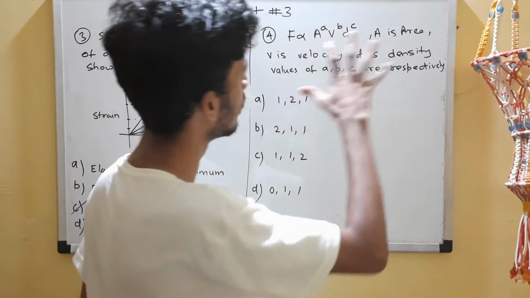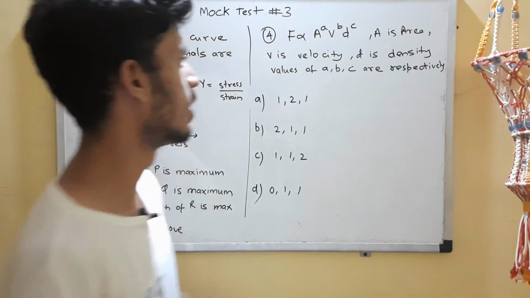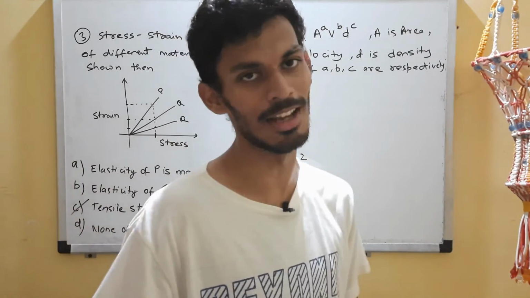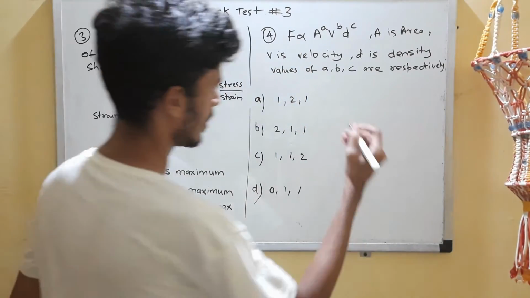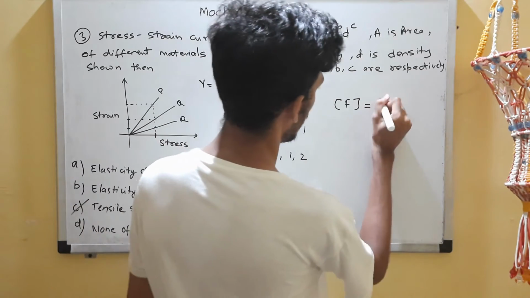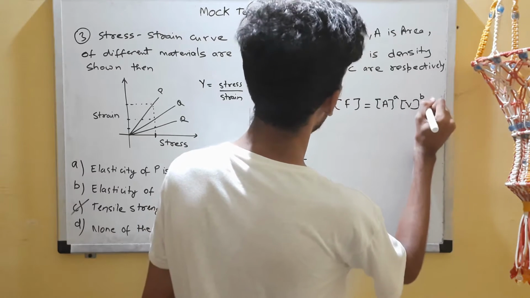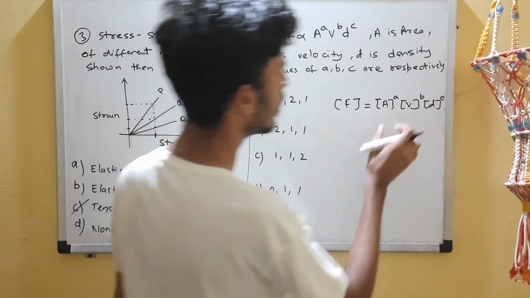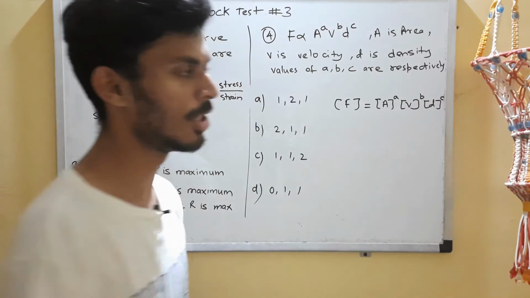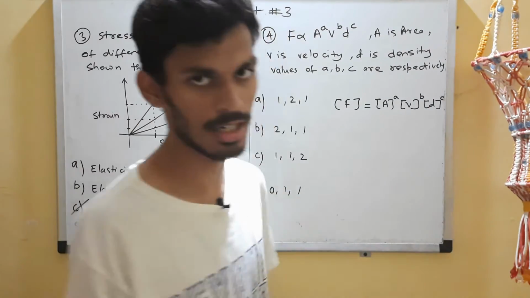Let's get to this one now. Here we are given force is proportional to area, velocity, and density to some powers. You're supposed to find the values of a, b, c. A question on dimensional analysis, right? So you can directly write this as A^a, V^b, and D^c. Here there will be a dimensionless constant when you change the proportionality to equality, but we are not concerned about it. We are only concerned about the dimensions.